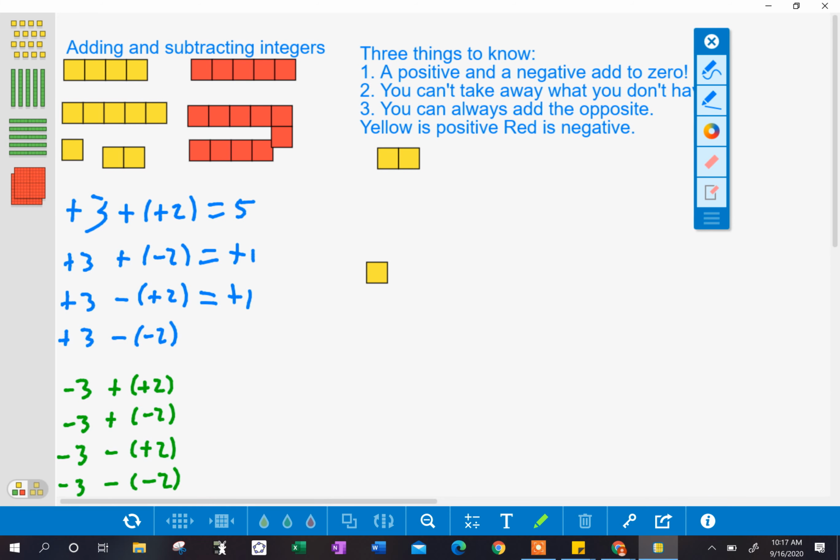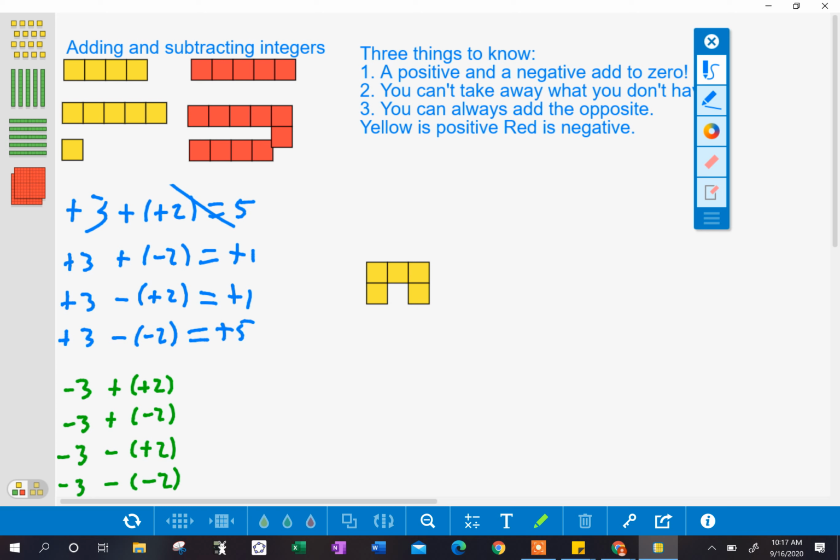It says positive 3, take away 2 negatives. Well, so I need to start with positive 3, and I need to take away 2 negatives. But if you look at my picture right here, this is all I have. I only have 3 positives. I can't take away 2 negatives because I don't have 2 negatives. But remember what I said in the very beginning. I said you can always add the opposite. So the opposite of 2 negatives would be 2 positives. And that was unfortunate. So I can add 2 positives. And when I do that, I end up with positive 5.